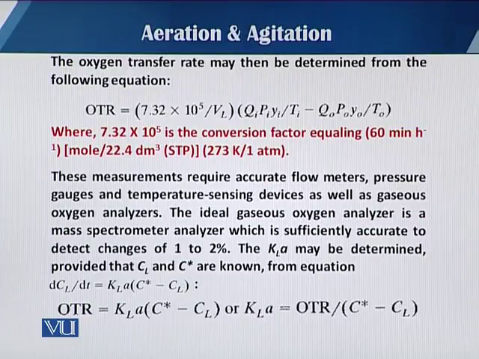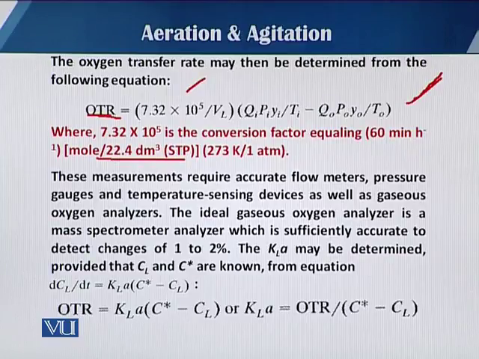So the oxygen transfer rate can be determined by this equation: OTR, the oxygen transfer rate, is equal to 7.32 multiplied by 10 raised to power 5 over VL, into QI PI YI over TI minus Q naught P naught Y naught over T naught. This is the equation that gives the oxygen transfer rate. You can see here the 7.32 multiplied by 10 raised to power is the conversion factor, accounting for 60 minutes per hour at standard temperature and pressure. This is a constant.